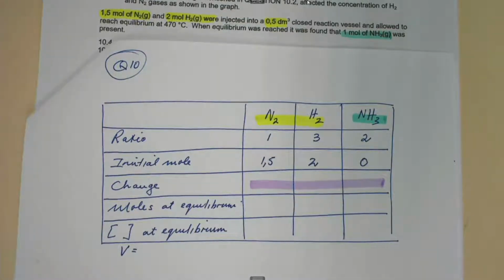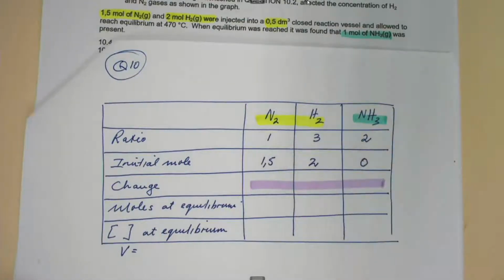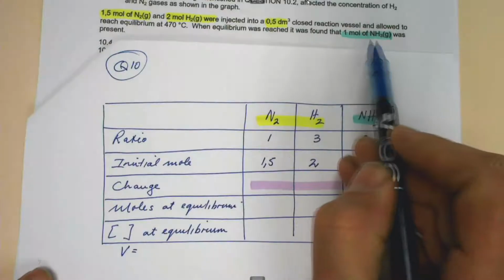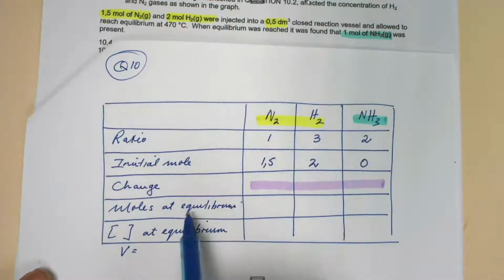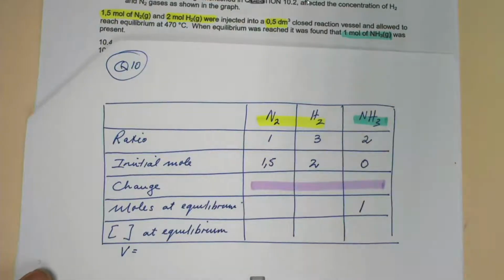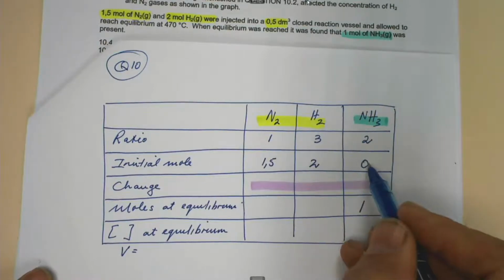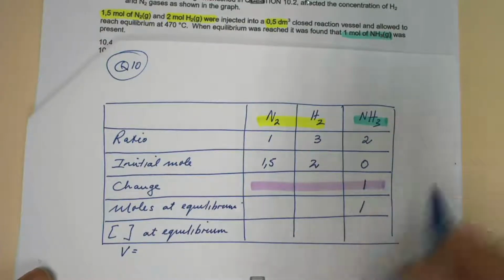That change is where I want to be, and that links the number of moles at equilibrium with the number of moles before equilibrium. All right. Then they said to me here in the paper that 1 mole of ammonia was present when equilibrium was reached. So at equilibrium, I had 1 mole. That was given to me. So what is the change now when I look only at this part? I started with 0, and I ended up with 1 at equilibrium, so the change is 1.